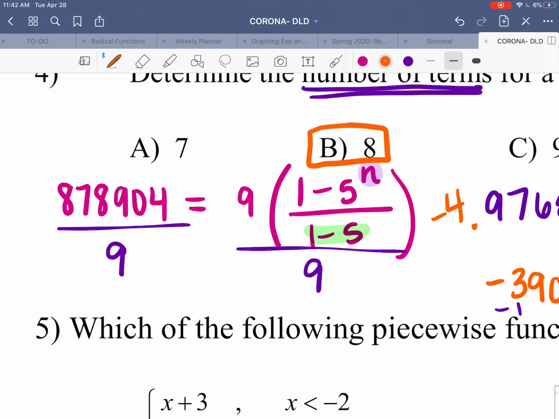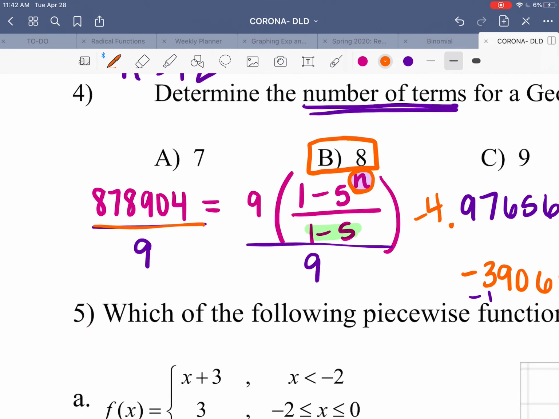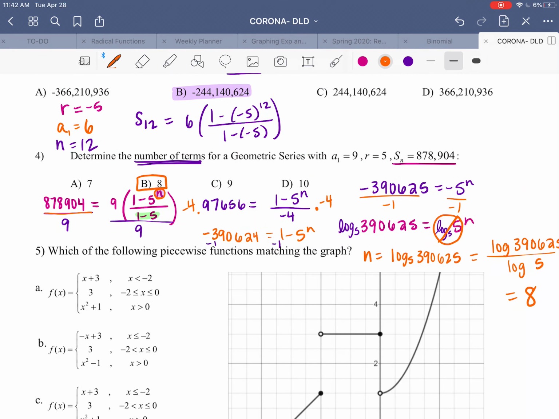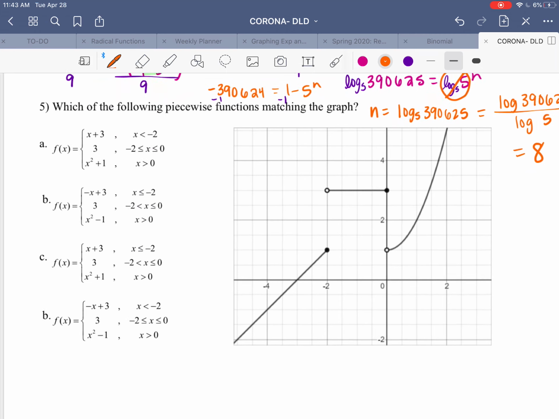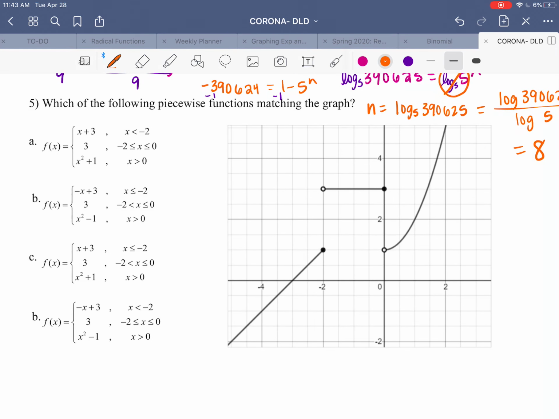Look here and see what you could do. You need to find what value can fill in for n to get this. Okay, so you could also take these values, plug them in, and see what value would get the sum that you're looking for. All right, for 5, we need to figure out which of these, A, B, C, or D, is going to match this graph.